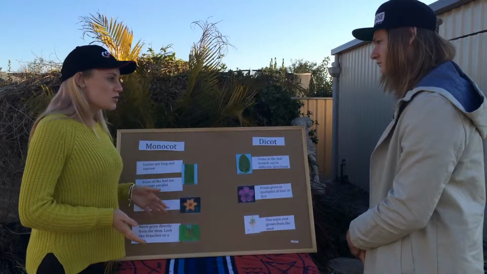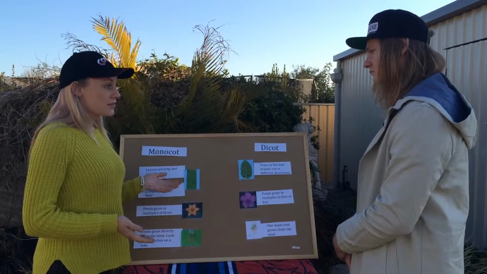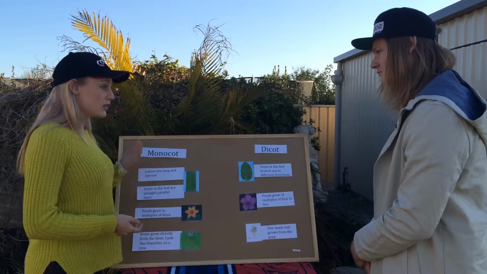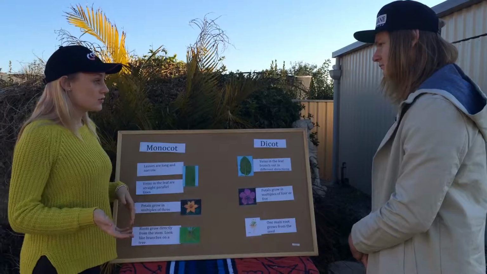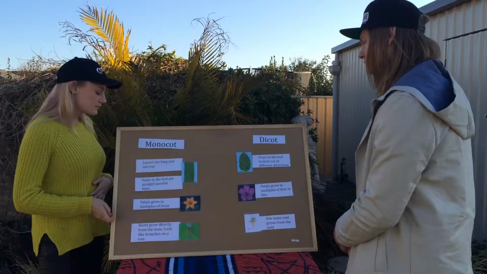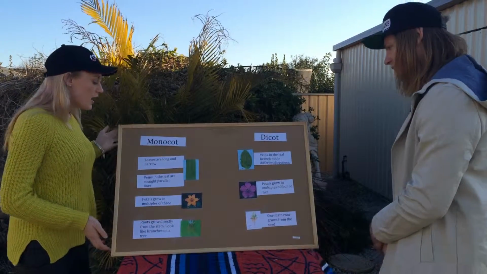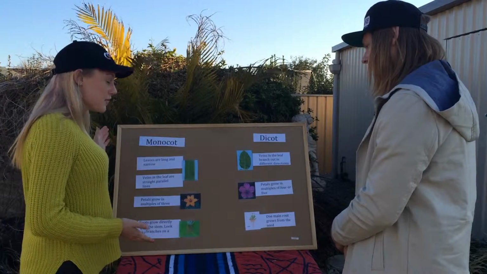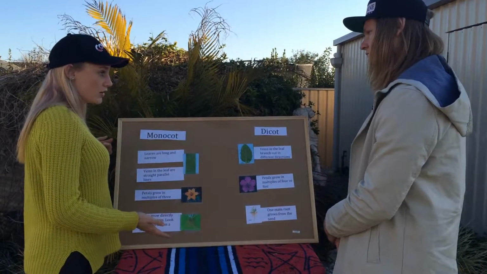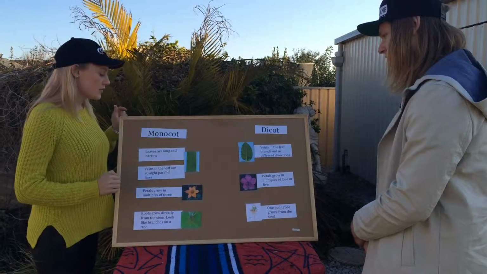Now these terms might be new to you, but the plants aren't. You have already seen them every day. They grow in your garden, they grow at your school and at your local park. I'm now going to show you how we can look at a plant and decide whether it is a monocot or dicot. We're going to start with the monocots.